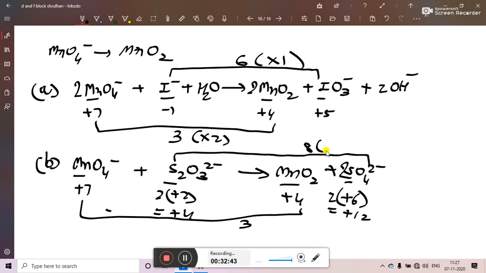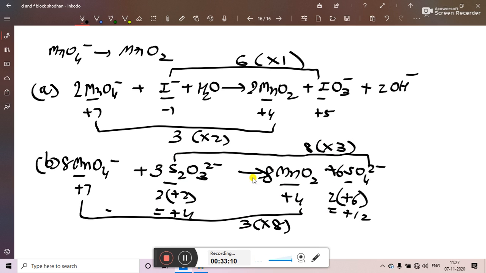So 8 should be multiplied with 3 and 3 should be multiplied with 8. So they will become 24, 24. So this arrow, wherever it goes, we have to multiply with 8. And wherever these arrows go, we have to multiply with 3. Now here 2 is already there, we have to multiply with 3, so it will become 6.